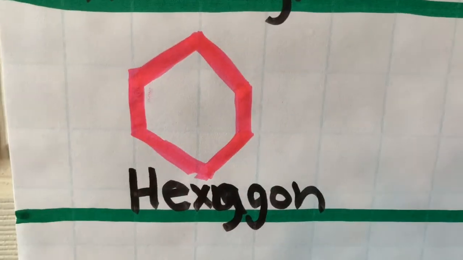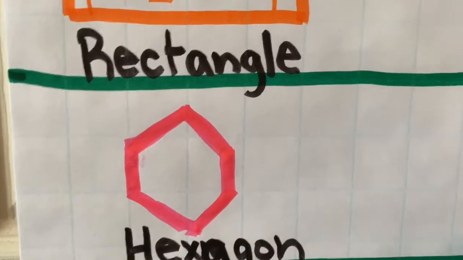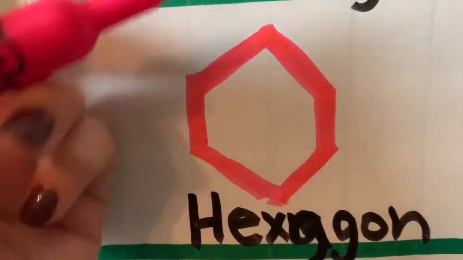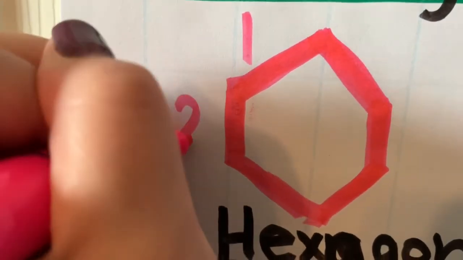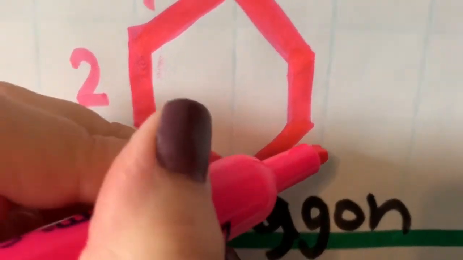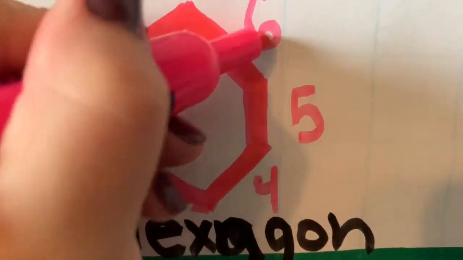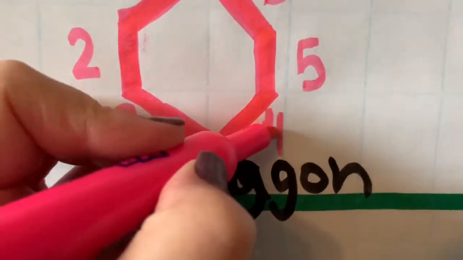The last shape is a hexagon. Hexagons are a little trickier. They have a lot of vertices and a lot of sides. So let's look. We have straight lines. We have 1 straight line, 2 straight lines, 3 straight lines, 4, 5, 6. Wow, our hexagon has 6 sides. That's a lot of sides. That's the most out of any of the shapes we've done so far.